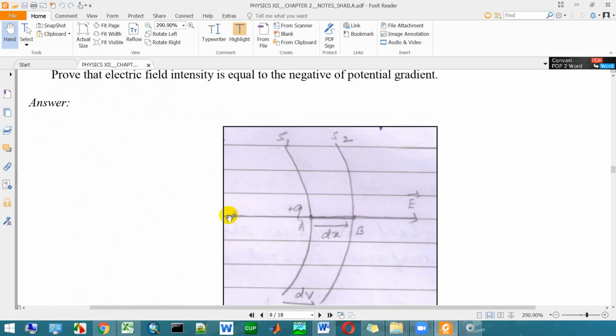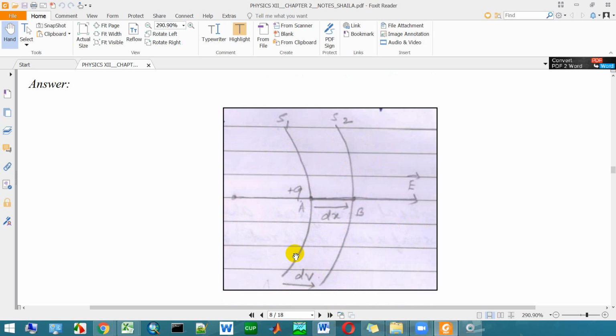Here, this is the source charge, and this is one surface S1, the second surface S2. This is point A on surface S1 and point B on surface S2. The direction of the electric field is along this direction. Let AB be dx, and let the potential difference between these two surfaces be dV. Hope the diagram is clear. This is the direction of the electric field. Why is the direction of the electric field outwards? This is because here it is plus Q.